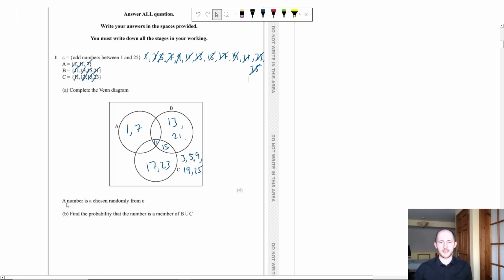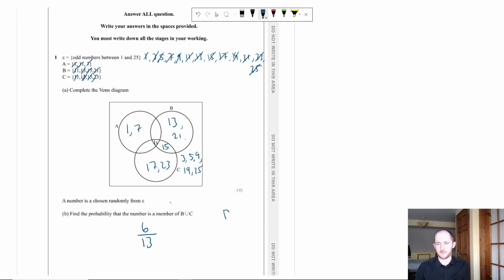So, part B, a number is chosen at random from the universal set. Find the probability that the number is a member of B union C. So the way I actually read this is that if it's a U shape, it sounds like B or C. So what's the probability it's in B or C? So that's in either one of these 2 circles. So there's 1, 2, 3, 4, 5, 6 numbers in those 2 circles. And how many numbers in total? 1, 2, 3, 4, 5, 6, 7, 8, 9, 10, 11, 12, 13. So 6 out of 13, okay?